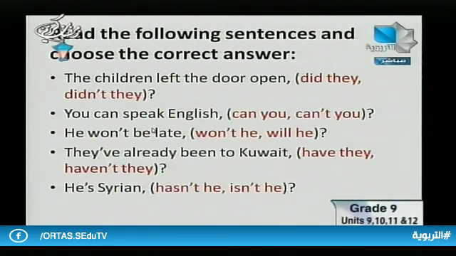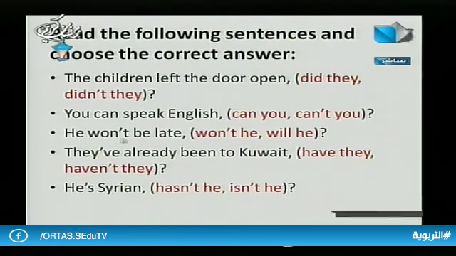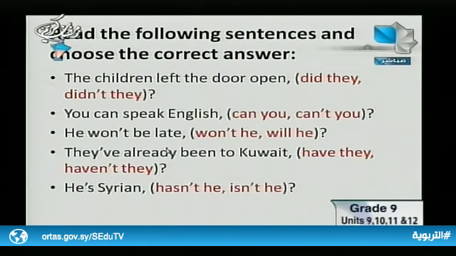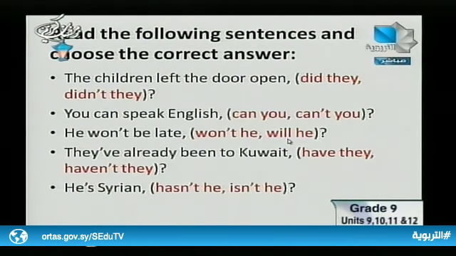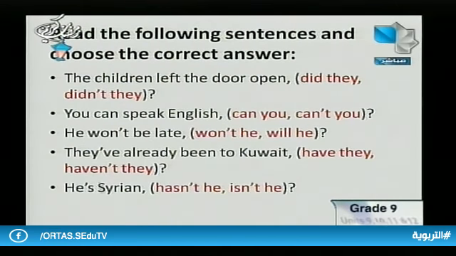Good. Next. Number 2, you can speak English. Can you or can't you? We choose can't you. It's the negative form. Number 3, he won't be late. Won't he, will he? As we know, won't is the contraction of will not. So the answer is going to be will he. They have already been to Kuwait. Have they or haven't they? Of course, haven't they? The negative form.